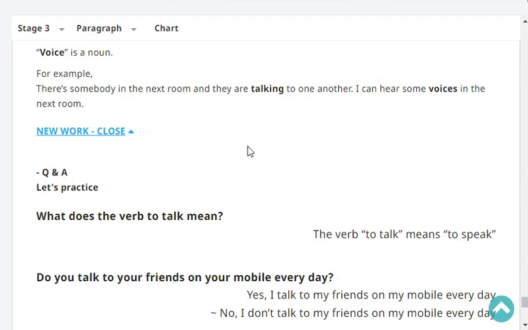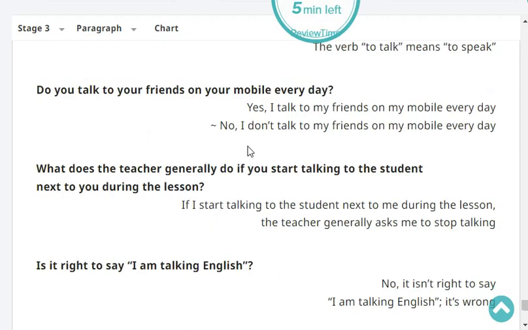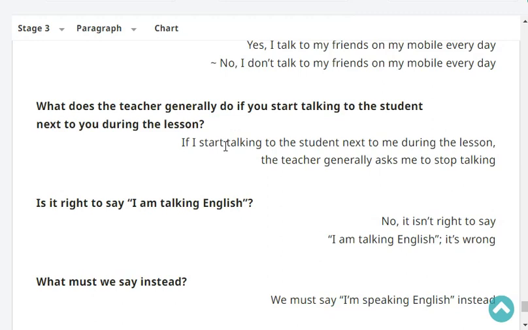Yes or no? No, I don't talk to my friends on my mobile every day. Very good. What does the teacher generally do if you start talking to the student next to you during the lesson?